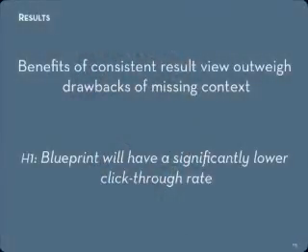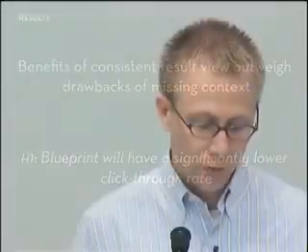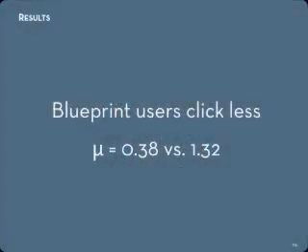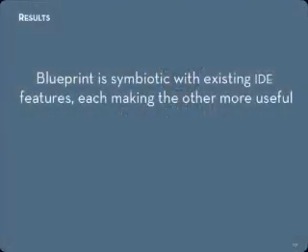So, broadly speaking, if additional context is rarely necessary, we'd expect that Blueprint searches would have significantly lower click-through than community help searches. In the Blueprint interface, you can click through and get that context if you want to. It appears in the same window, and it's very easy to get. Indeed, Blueprint users clicked substantially less, with an average of 0.38 clicks per session versus 1.32 for community help. That's a huge difference in the amount of click-through.